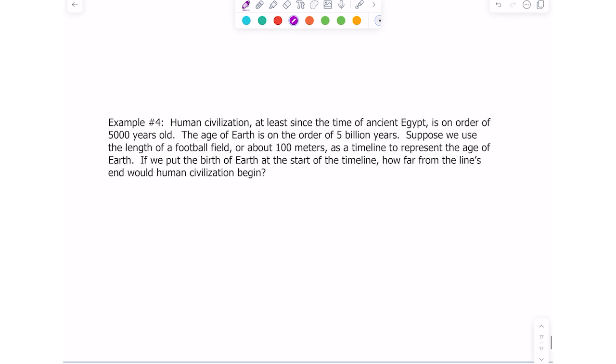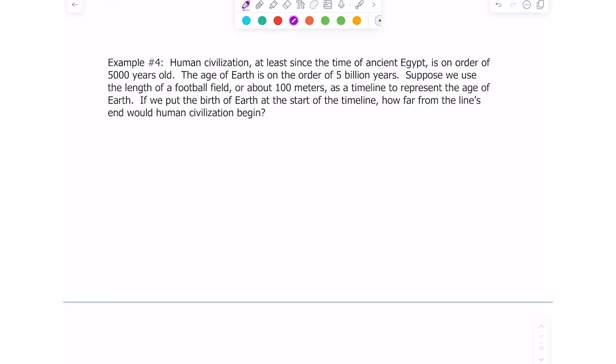Okay, let's look at the last one. Here, human civilization, at least since the time of ancient Egypt, is on order of 5,000 years old. The age of Earth is on the order of 5 billion years old. Suppose we use the length of a football field, or about 100 meters, as a timeline to represent the age of Earth. If we put the birth of Earth at the start of the timeline, how far from the line's end would human civilization begin? And if you need to pause the video and reread the problem, please feel free to do that.